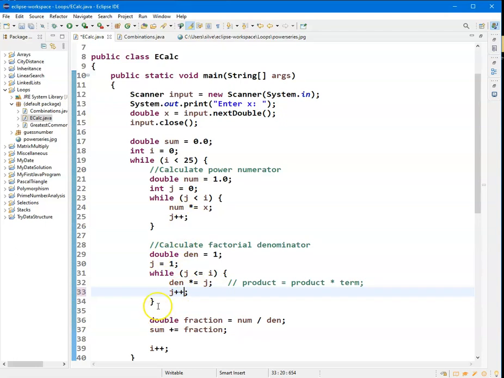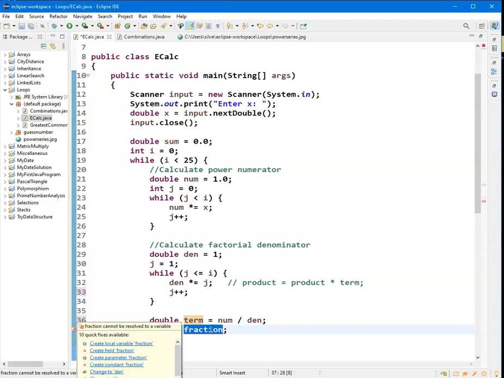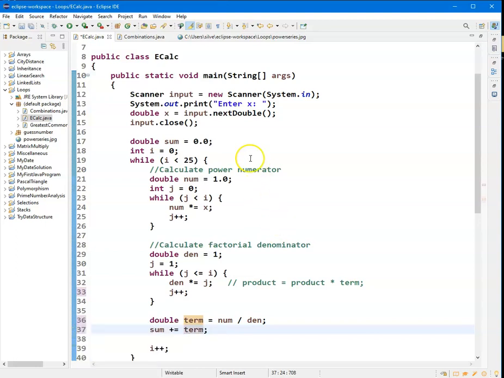Okay, so now what have I done? I got the numerator, I got the denominator. My fraction, or actually, let's call this term. My term is equal to numerator divided by denominator, and sum up that term. Sum is equal to 0. That's my term. Sum equals sum plus term. Go on to the next i. All within here, I never change i. So make sure you never change i, because i's value is supposed to control the number of times you do the loop.